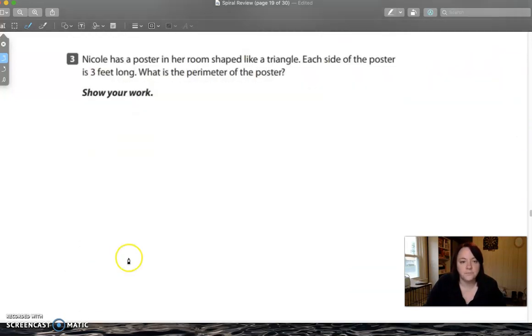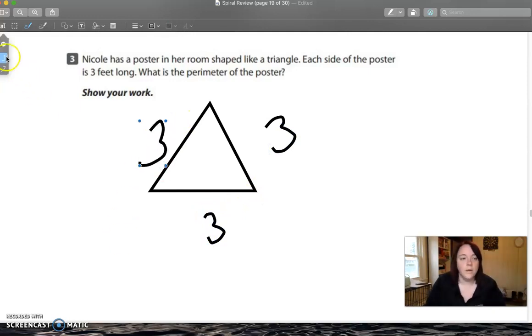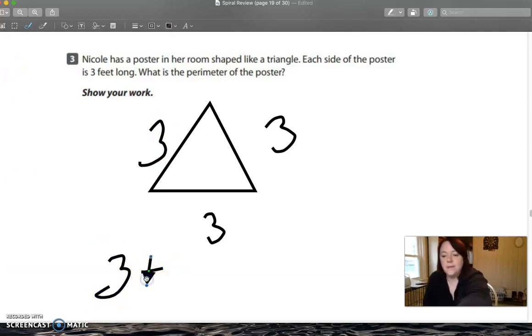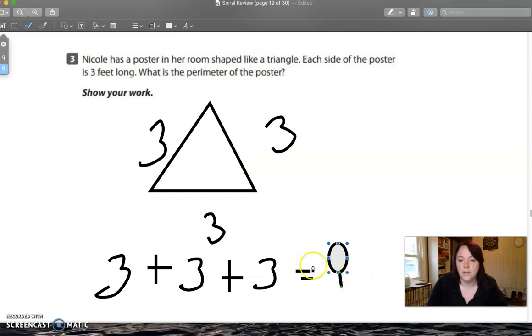Okay, number 3. All right, Nicole has a poster in her room shaped like a triangle. So first things first, let's draw a triangle. Each side of the poster is 3. So we know each of these is 3. What is the perimeter of the poster? Well, perimeter we know we have to add. So each side, so it's going to be 3 plus 3 plus 3 equals 9. So our perimeter is 9 feet.